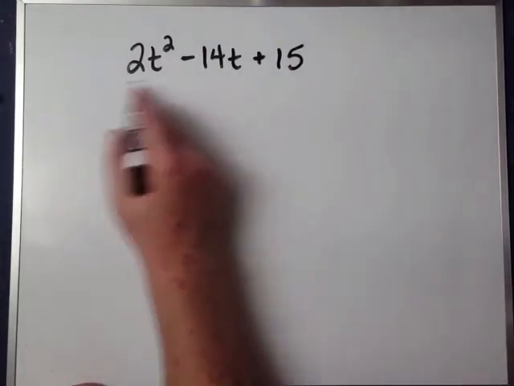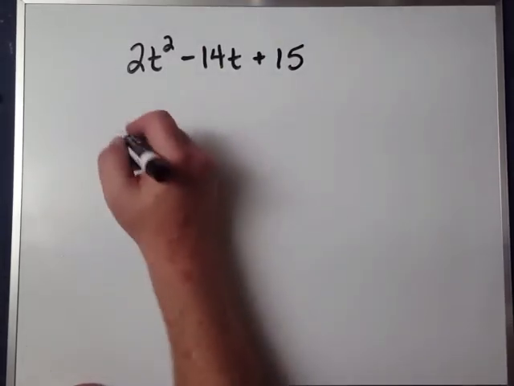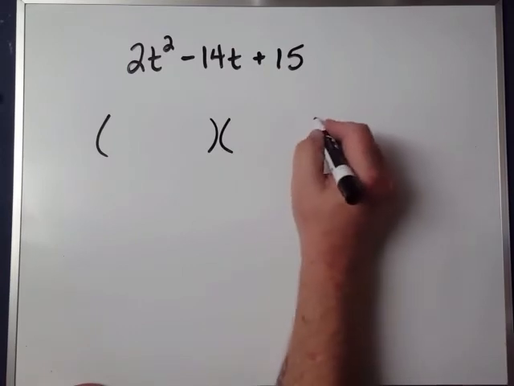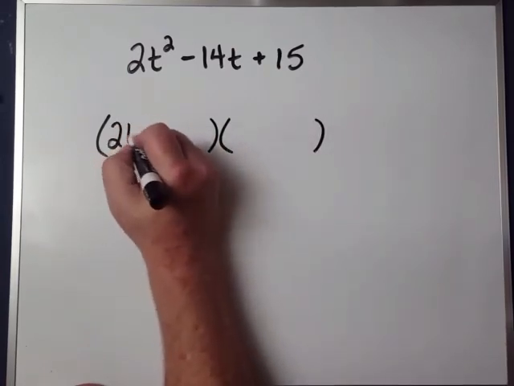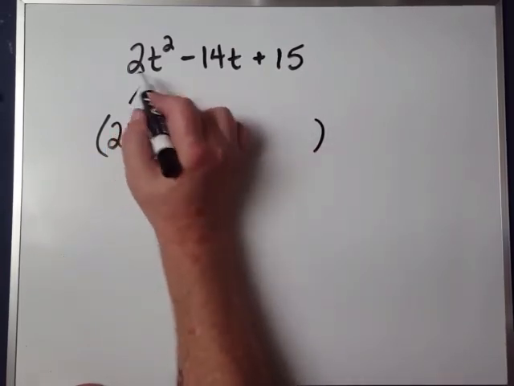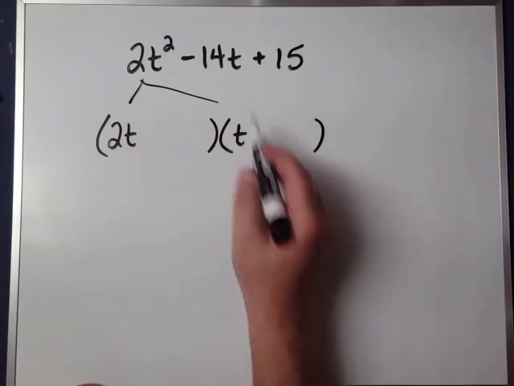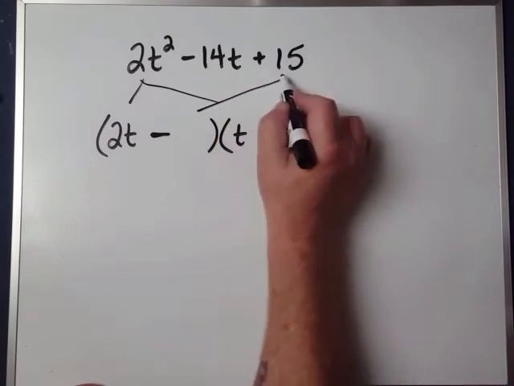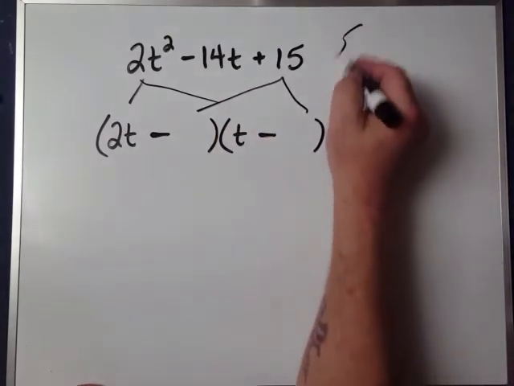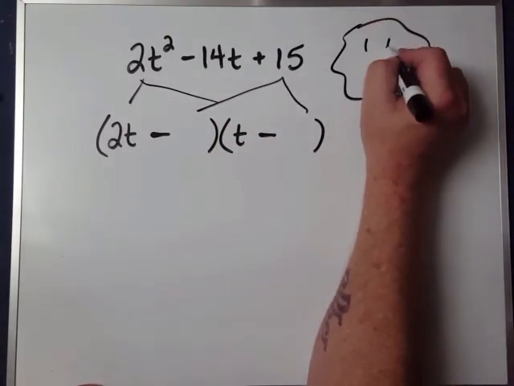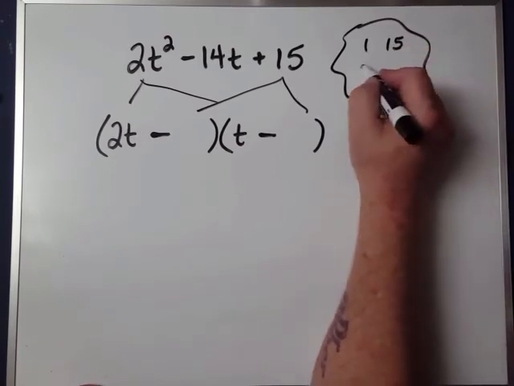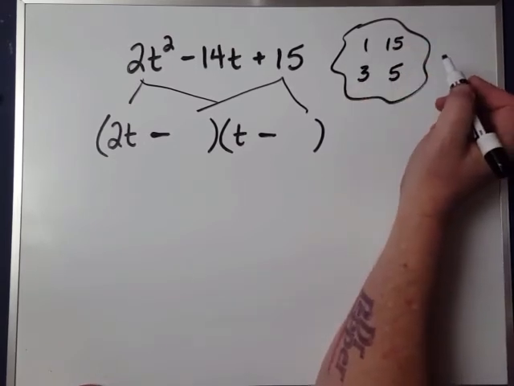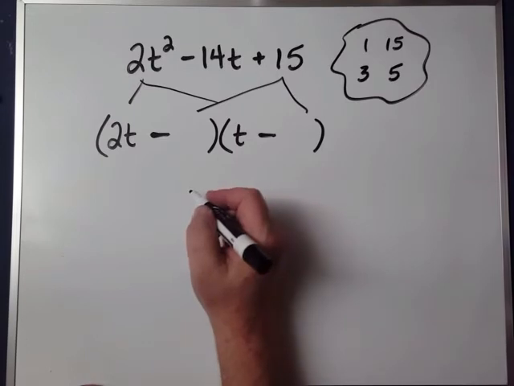So we said no greatest common factor to factor out. If this factors, it will factor as a pair of binomials. It has to start with 2t and t. There's no other way for that 2t squared to fall apart. Signs are the same. They're both minus. Then I've got to figure out how this 15 is going to fall apart. And we said, well, it could be 1 and 15, 15 and 1, 3 and 5, 5 and 3. And we started trying them.